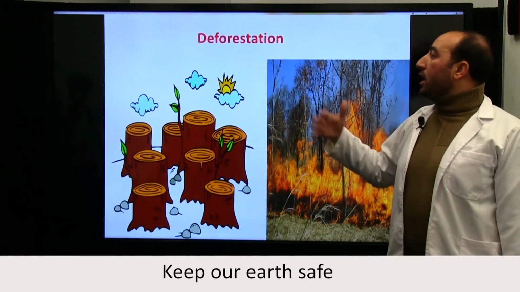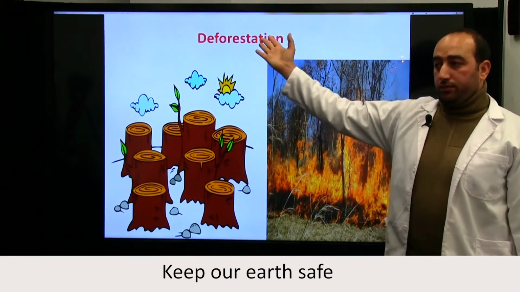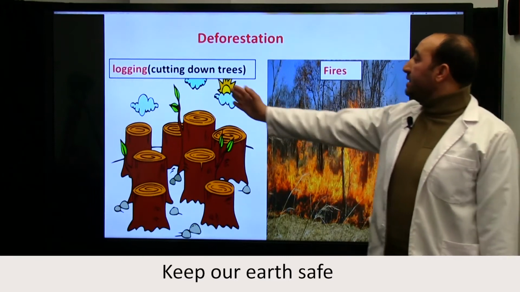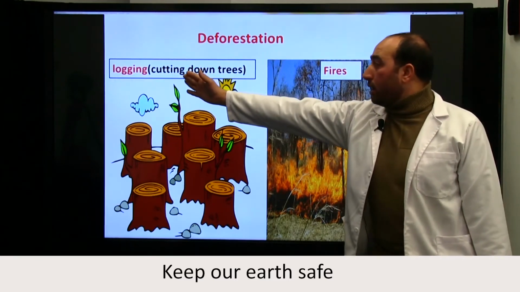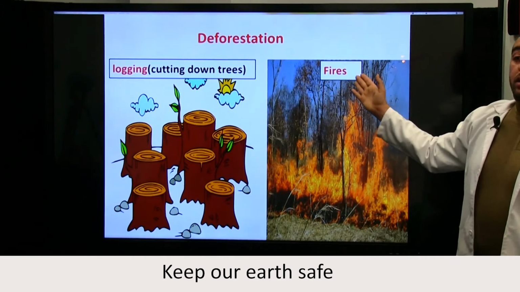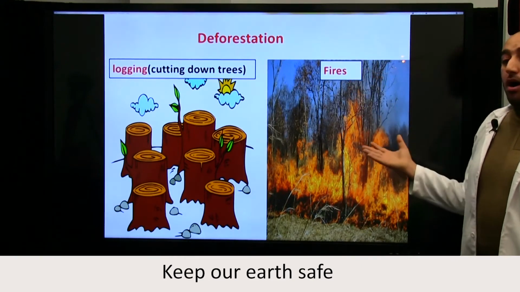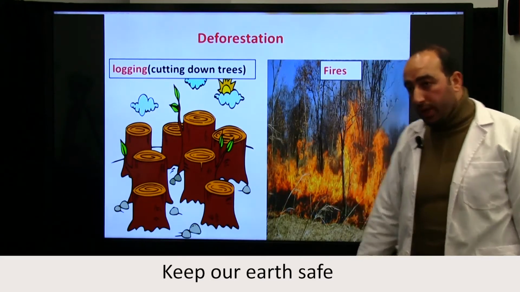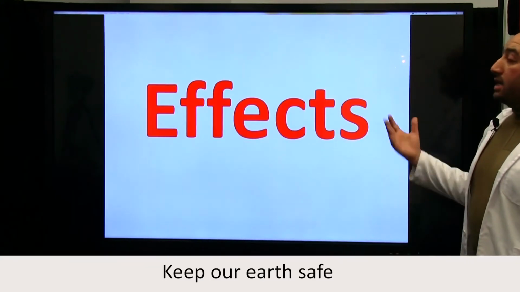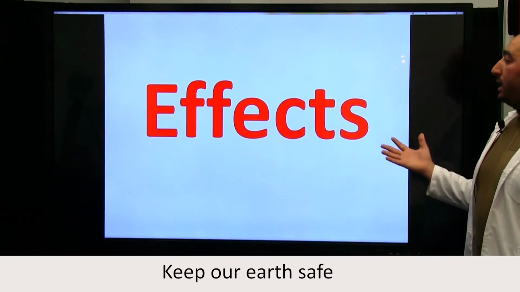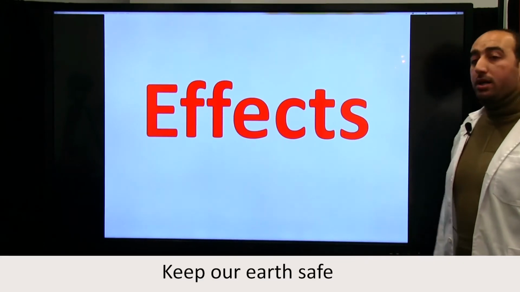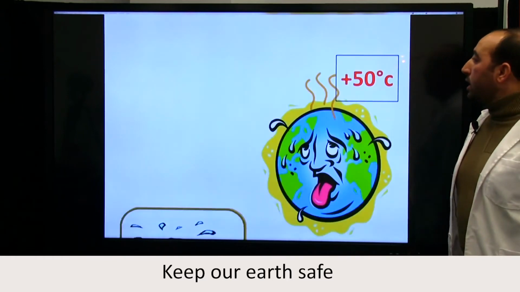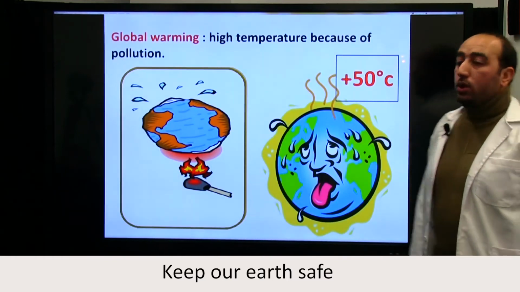One of the other causes is deforestation. What do we mean by deforestation? Deforestation is cutting down trees, logging trees, and fires that cause the number of forests to decrease. These causes may lead to many effects. Among the effects that these causes lead to, the first one is global warming.